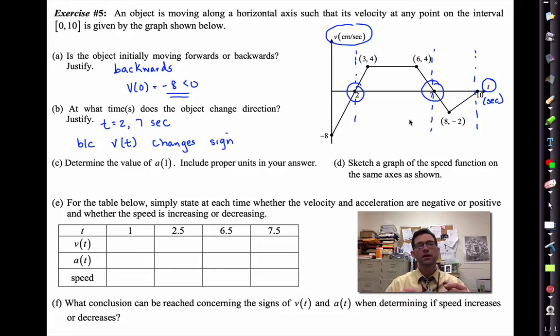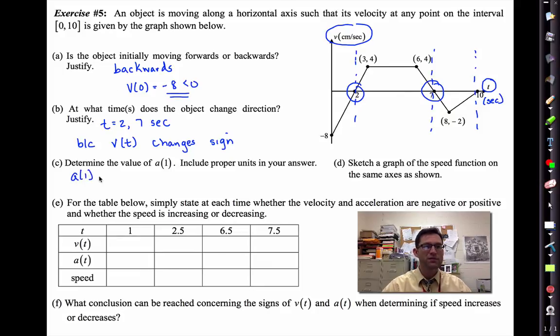All right, let's take a look at letter C. It says, determine the value of A of 1, the acceleration at 1 second. Include proper units in your answer. Well, we know acceleration is the derivative of velocity, but we don't have a formula. So pause the video and think about another way you might be able to figure out A of 1. All right, let's do it. Figure it out. It's not too bad.